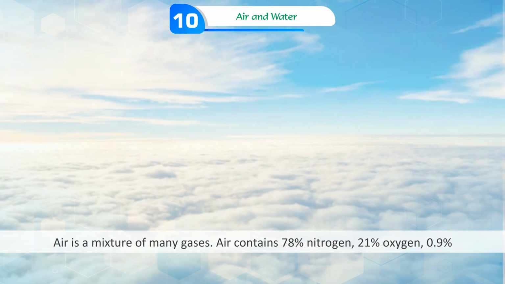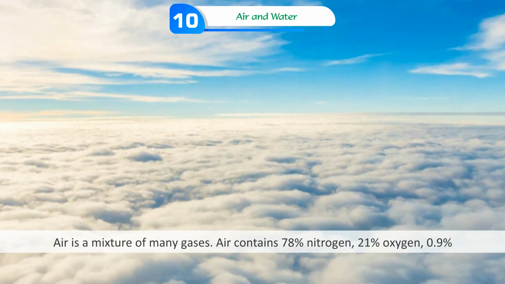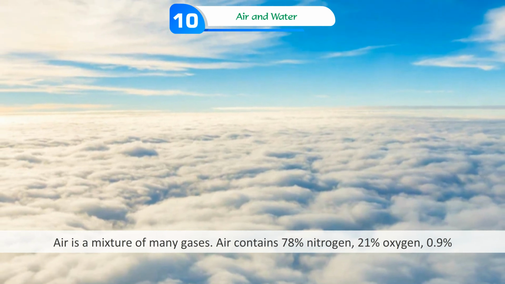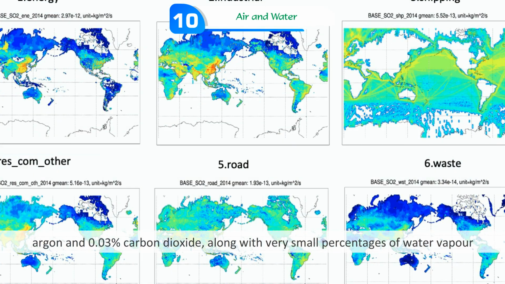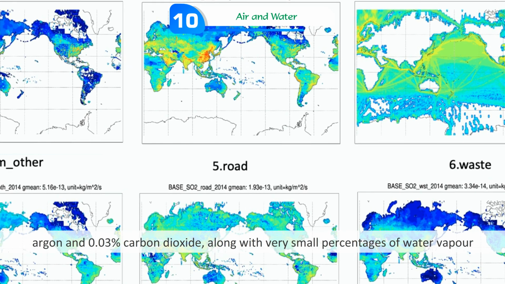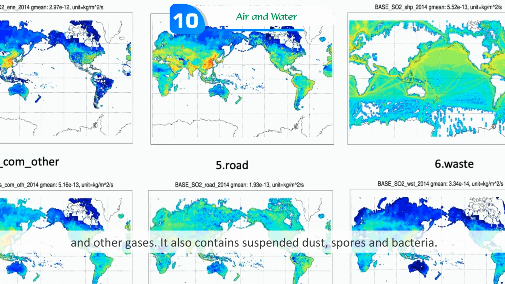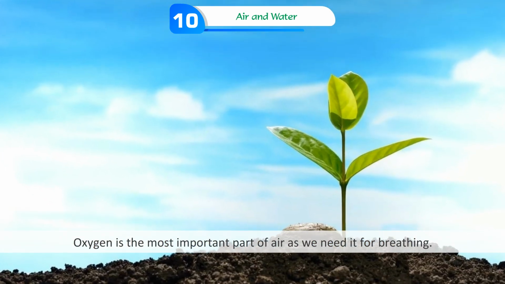Composition of air. Air is a mixture of many gases. Air contains 78% nitrogen, 21% oxygen, 0.9% argon, and 0.03% carbon dioxide, along with very small percentages of water vapor and other gases. It also contains suspended dust, spores, and bacteria.